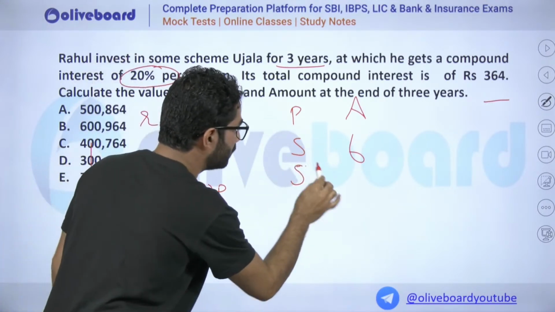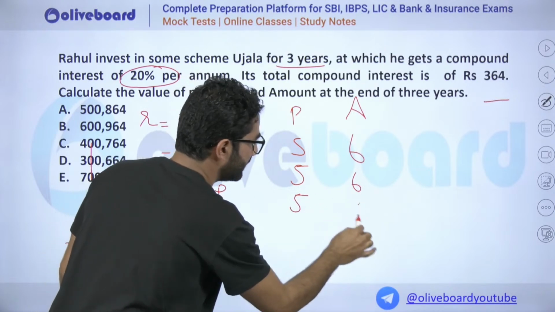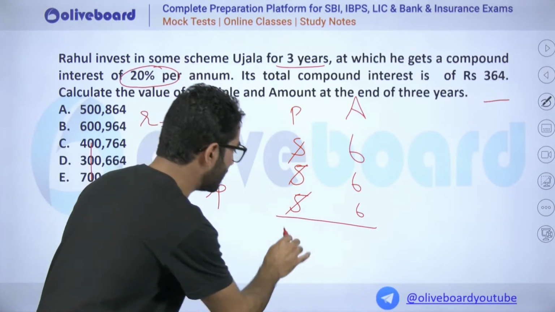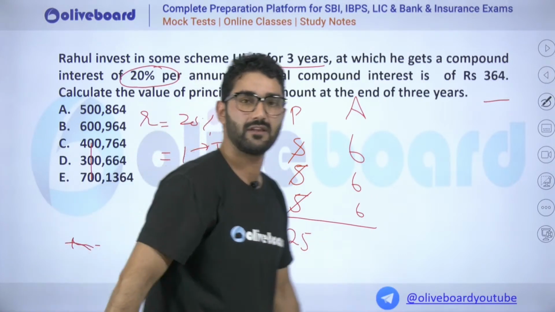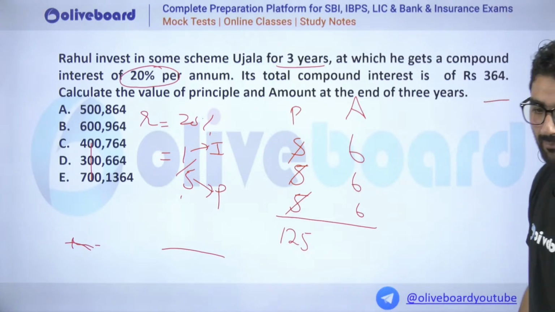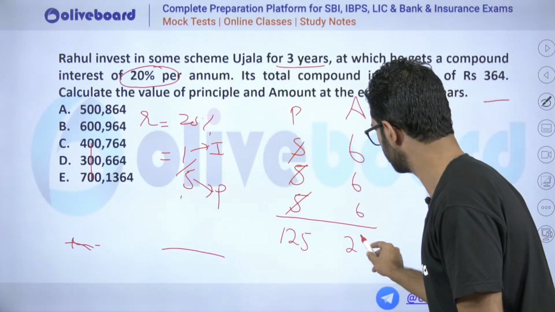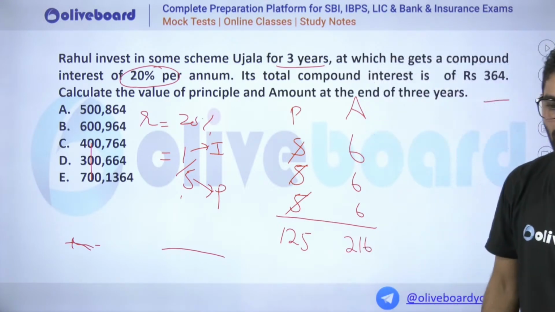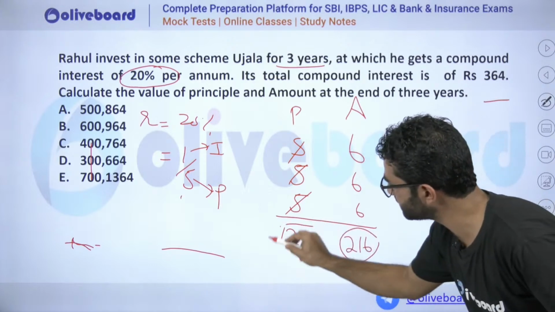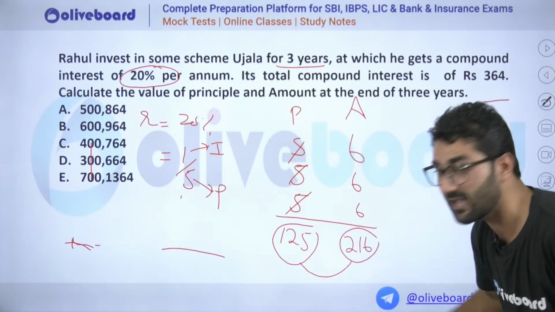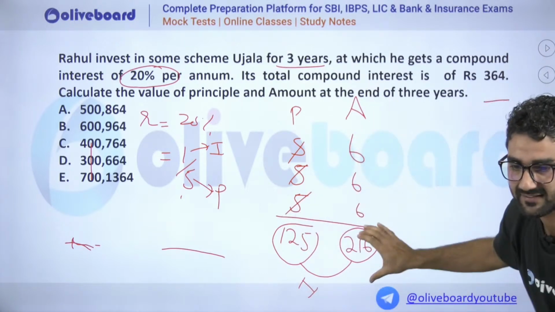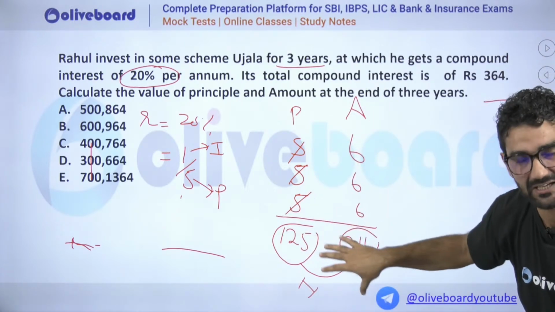Sir, it is for 3 years, 5, 6, 5, 6. 5 times 5 times 5, how much? 25 into 5 is 125. 6 times 6 times 6 is how much? 6 times 6 is 36, multiplied by 6, it is 216. Hope it is clear to everyone now. This is amount, this is principal. The difference between them is nothing but interest.